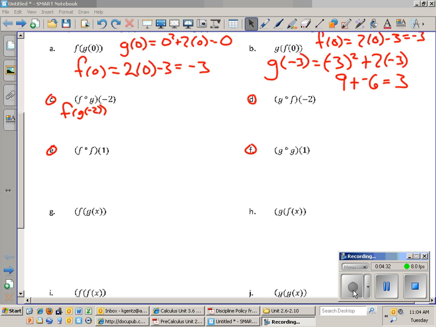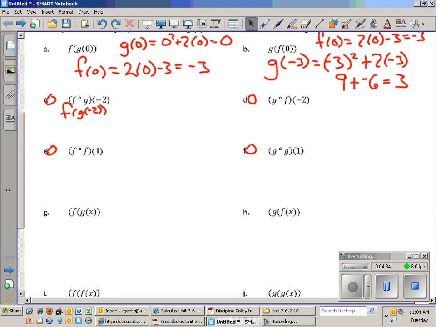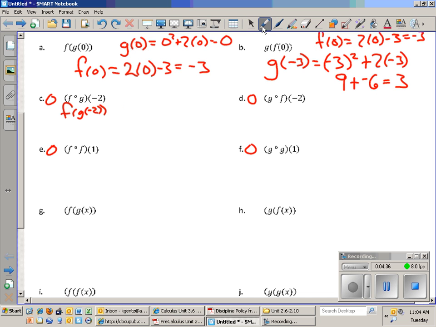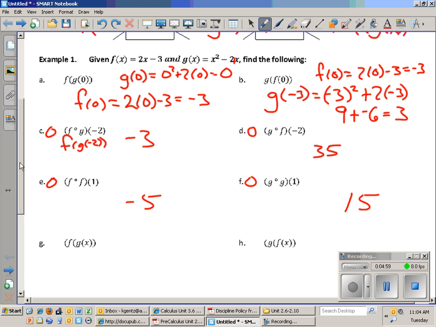So let's just check really quick. You guys should come up with negative 3 for C, and then D should have been 35. E was negative 5. And what's F? 15. Is there one of those that somebody was really confused on that you want to see? 35. We can do that.